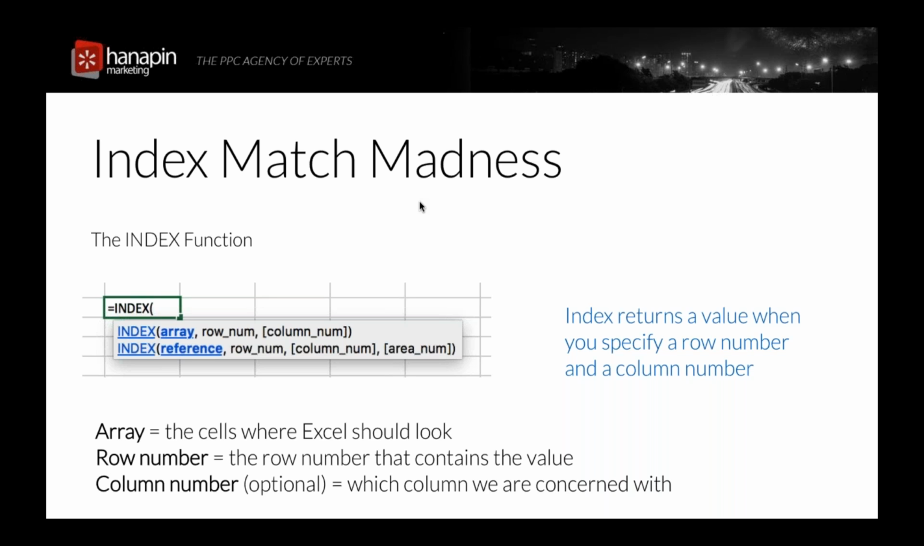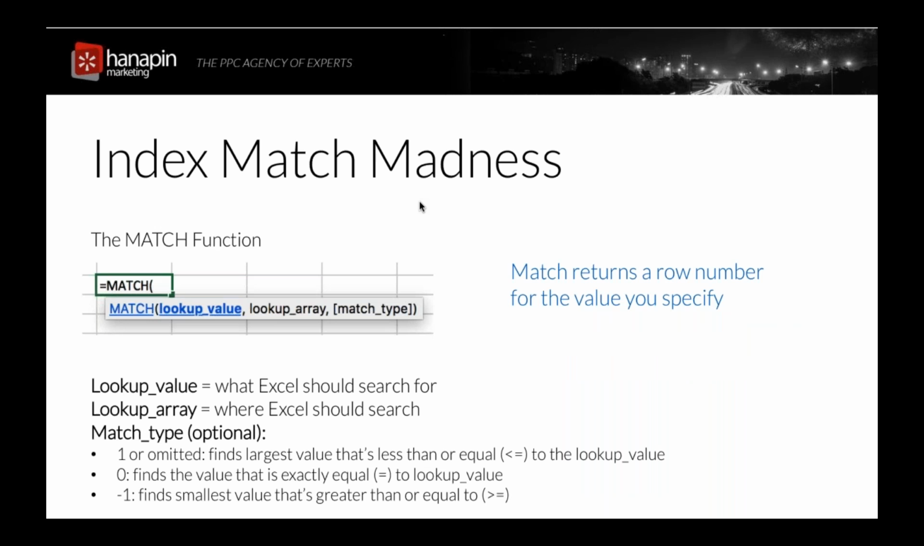Index returns a value when you specify a row number and a column number. So your array is the cells where Excel should be looking, and then row and column number are just, again, the number of the row and the number of the column. Match, on the other hand, returns a row number for the value you specify. So you tell Excel, hey, I want to look up this value. Tell me what row number it's in.